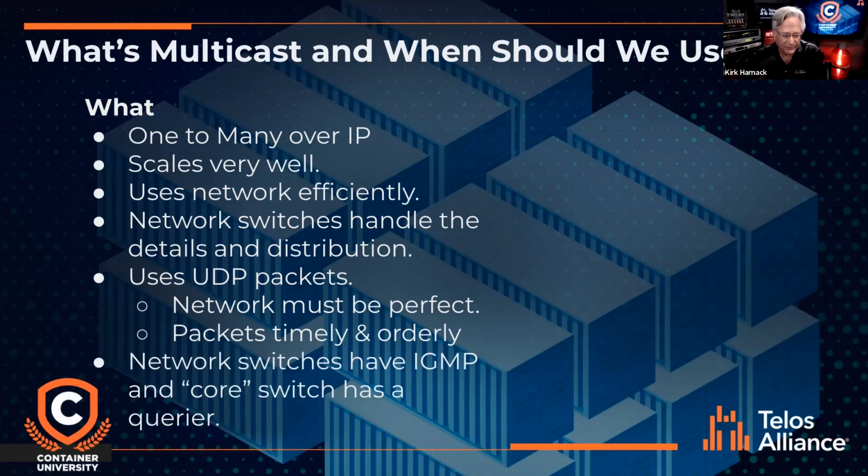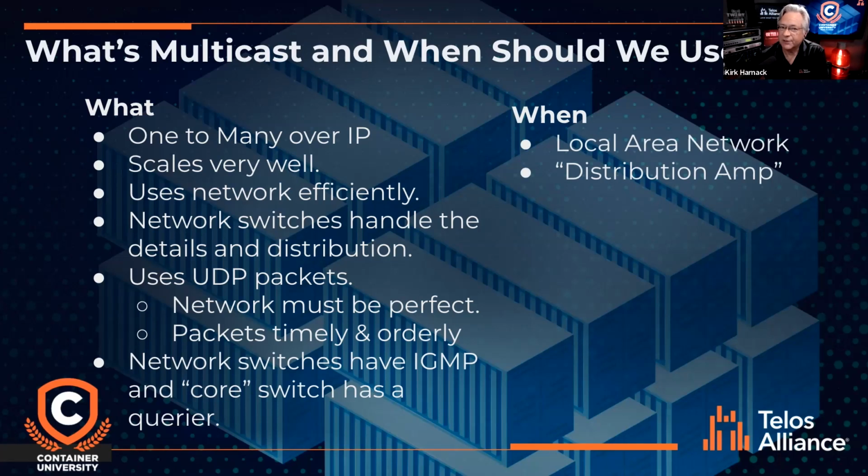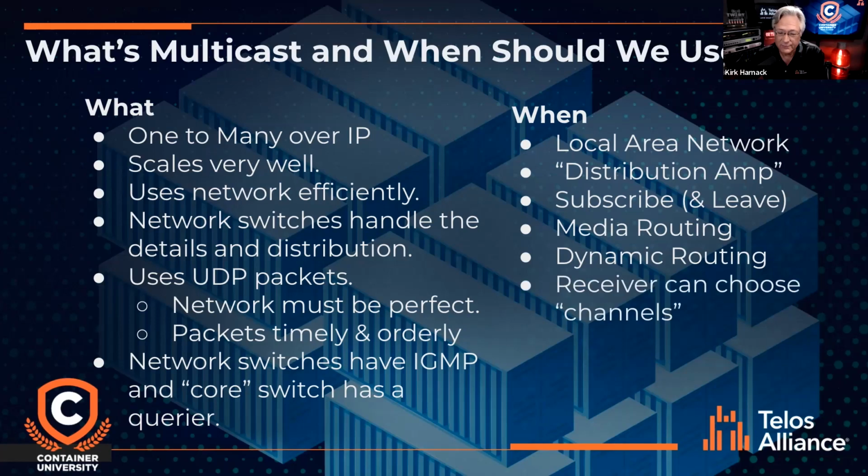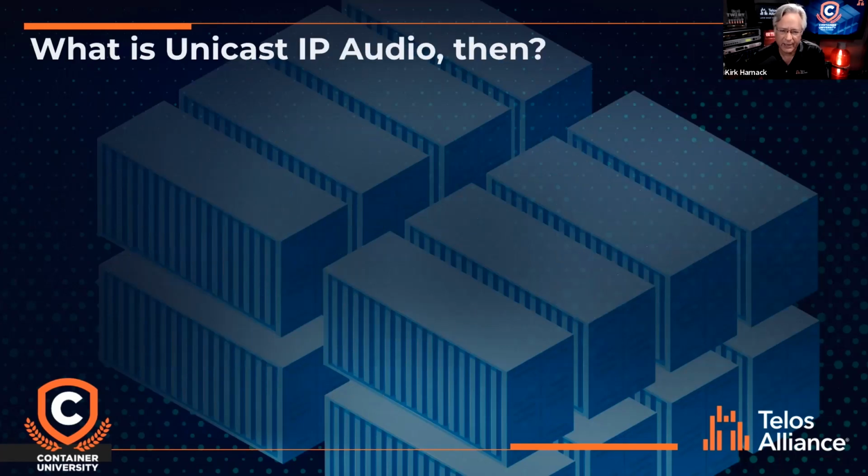Network switches need to have IGMP, or this awareness of multicast, and the core switch has to have what's called an IGMP querier. When do we use multicast? When we have a local area network, when we want something to act kind of like a distribution amplifier, one to many. When we want to be able to subscribe to a stream and then leave that stream. In other words, not necessarily a permanent connection, but we want to dynamically change things at will. When we want to route media dynamically. And the receiver gets to choose what channels it's going to listen to. The sending device isn't even really aware of how many receivers are listening to it, or that somebody has subscribed or unsubscribed.